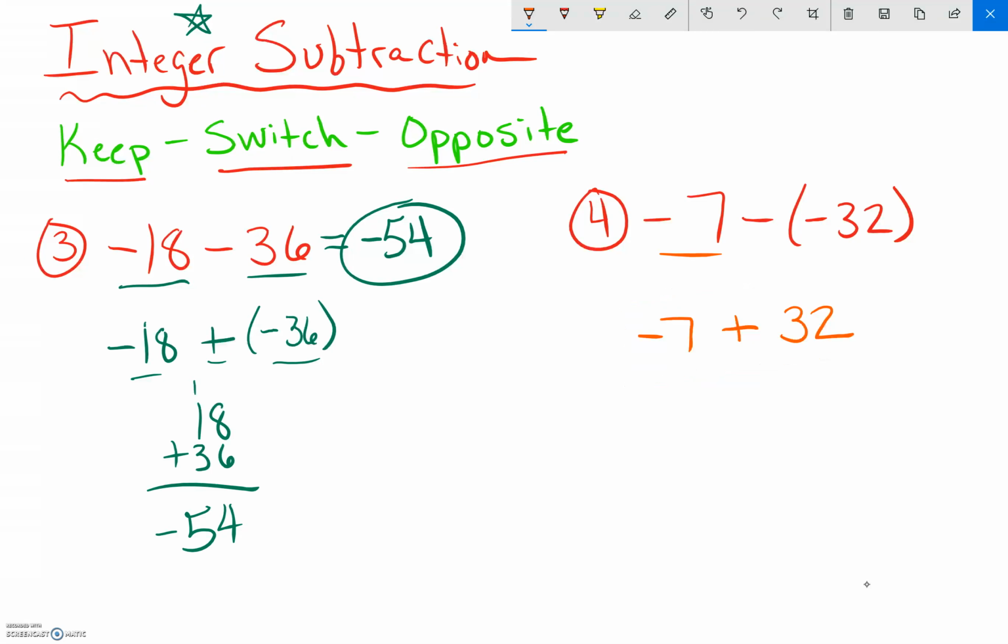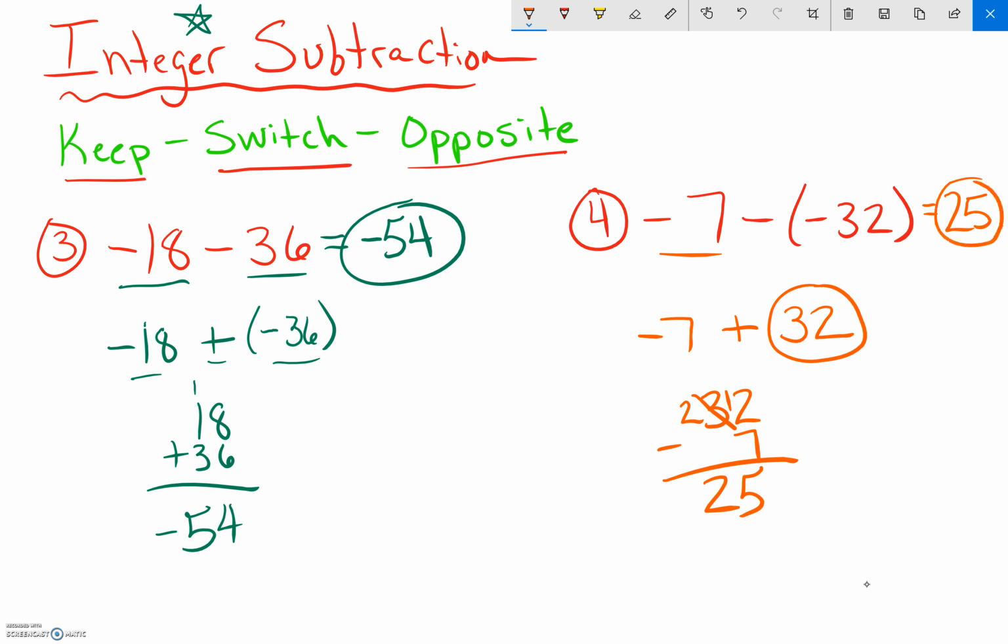So negative 7 plus 32, different signs on those integers. So we're going to circle the greatest absolute value, subtract the absolute values, and you get 25. Keep the sign of the circled integer. So your answer to number 4 is positive 25.